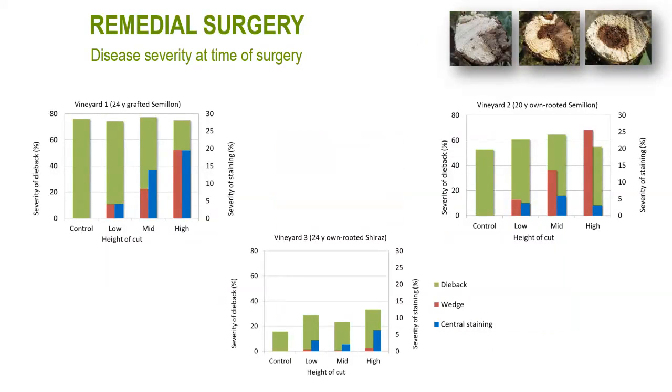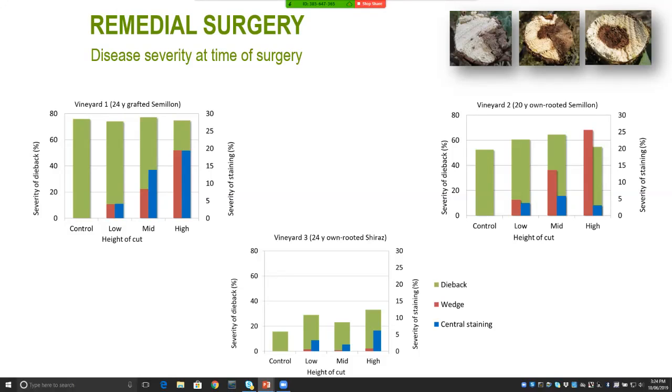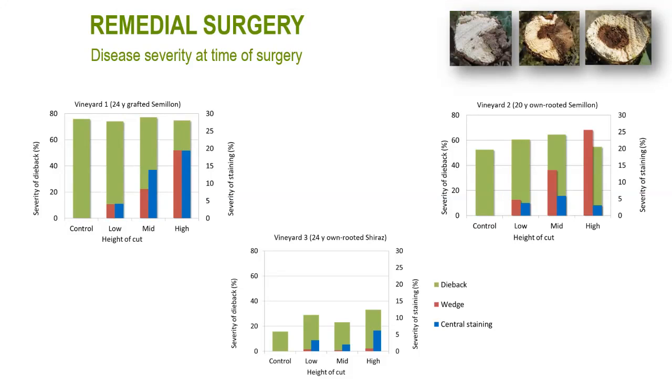So as I mentioned earlier, we did this trial in 3 commercial vineyards, and prior to remedial surgery, we looked at the disease severity of all these vines. So for vineyard 1, these are 24-year-old grafted Semillon. Vineyard 2 is a 20-year-old own-rooted Semillon, and vineyard 3 is a 24-year-old own-rooted Shiraz. The disease severity at the time of the surgery differed between the 3 vineyards, with vineyard 1 being the most severe at around 75% dieback severity, and vineyard 3 being the least severe of the 3 vineyards, wherein the dieback severity was only around 35%.